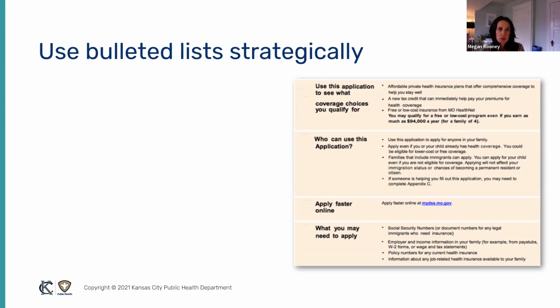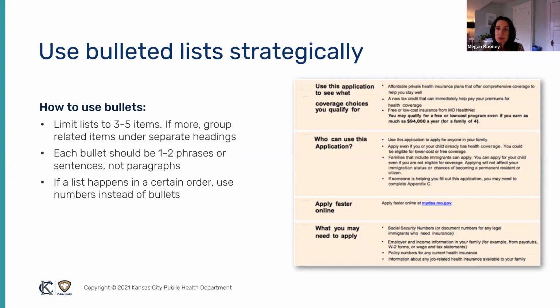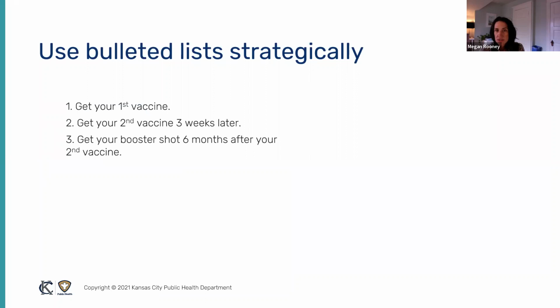So some tips for using bullets are keep your list to 3 to 5 items. If there's more, then you should start thinking about subheadings. Each bullet should be 1 to 2 phrases or sentences, but not paragraphs. And if it does happen in a certain order, you will switch to numbers instead of bullets if it's sequential. So for example, number 1, get your first vaccine, number 2, get your second vaccine 3 weeks later, and number 3, get your booster shot 6 months after your second vaccine. So those are steps in a process. So instead of bullets, help people understand that there's 3 steps by using numbers.